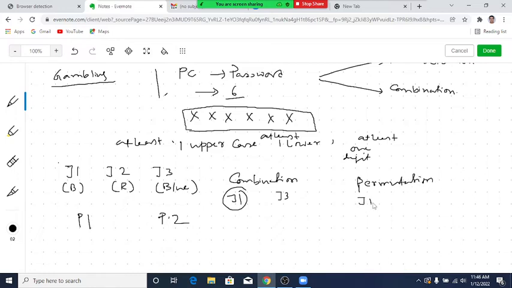So I'm choosing say jacket 1 and jacket 3. After choosing jacket 1 and jacket 3, it matters also to whom I am giving these jackets. I can give jacket J1 to P1, or I can give jacket J1 to P2. Similarly, I can give jacket J3 to P1, I can give jacket J3 to P2. So these 4 cases will be there. That means while I am choosing 2 jackets out of those 3 jackets, to whom I am giving is actually mattering when I am considering the permutation. But when I am considering the combination, only it matters that I am choosing 2 jackets out of these 3 jackets. But to whom I am giving, this doesn't matter.